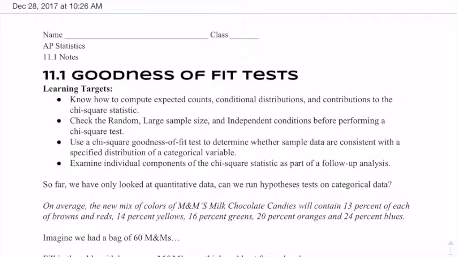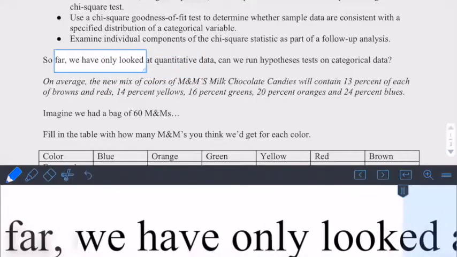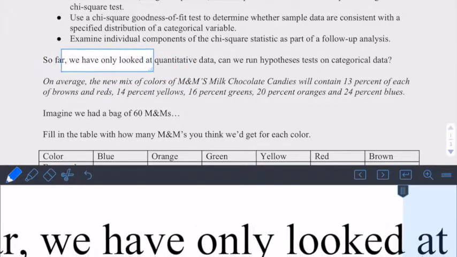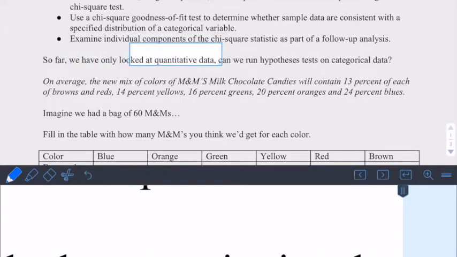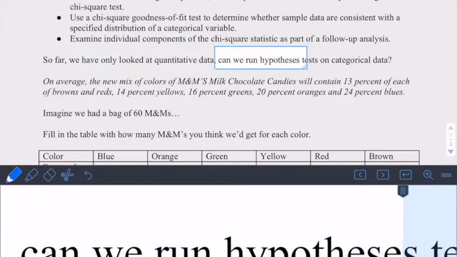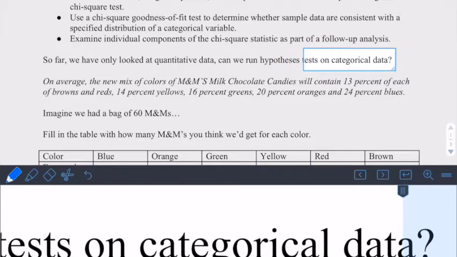Hi AP Stat students, we're about to talk about my favorite test, the chi-squared goodness of fit test. Let's dive right into it. So far we have only looked at quantitative data. Can we run hypothesis tests on categorical data?